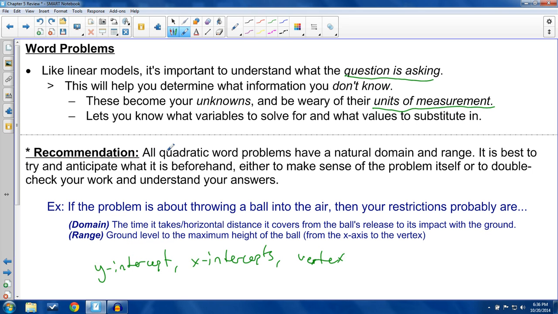My recommendation to you is that because all quadratic word problems really do have this natural domain and range, meaning if they are those projectile problems, like a ball being thrown and it comes and lands, there is this natural idea that normally there are restrictions on your x and y values. Like if I have this set of axes right here, and this is a ball being thrown up in the air, I'm probably not looking below the ground. You're probably looking at only points that are above the ground, so to speak.